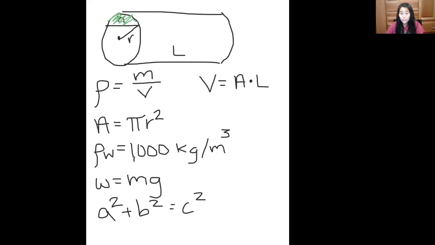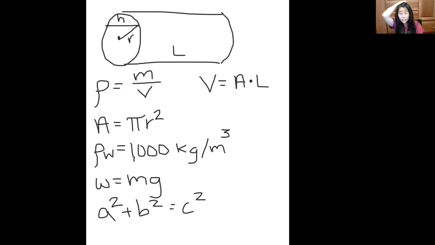H is the distance of the log that is above the water level, and this horizontal line is the height that the water reaches. R is the radius of the log, and L is the length of the log. So both the velocity and acceleration of the log are equal to 0.